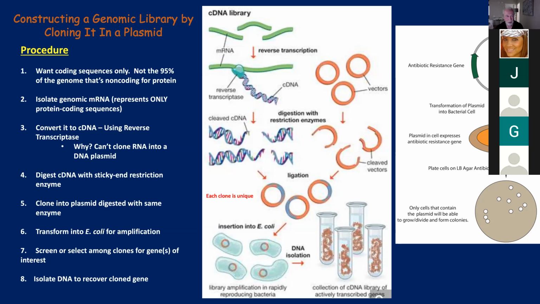So how do you sort out the genes from the rest of the genome that is not genes? Well, you do that by, instead of isolating DNA, you isolate messenger RNA, mRNA. But you can't clone mRNA because you can't clone RNA into a DNA vector. So what you do is use an enzyme called reverse transcriptase to copy the RNA, single-stranded RNA, to double-stranded DNA. And that's what you digest and clone in a vector and put into E.